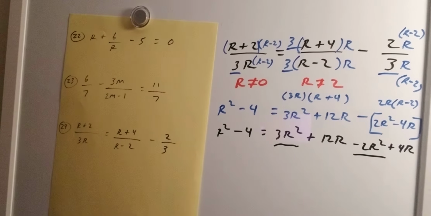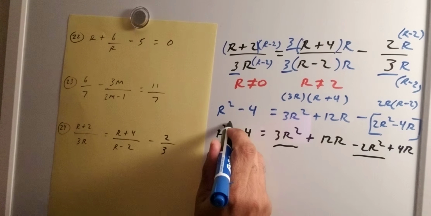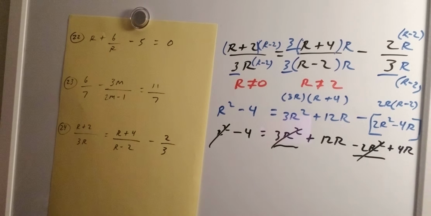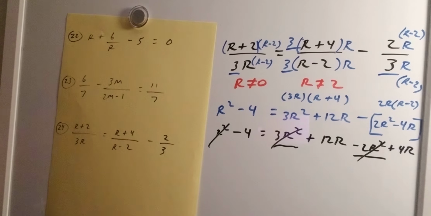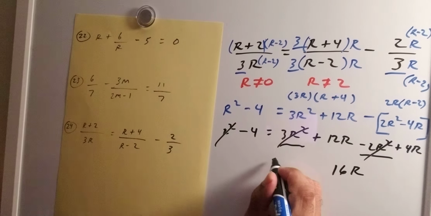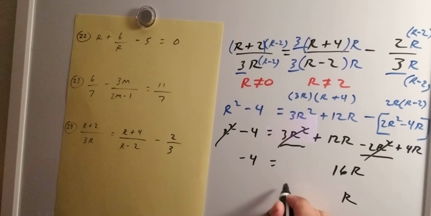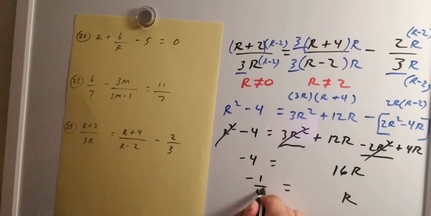3r squared minus 2r squared is r squared. So r squareds will cancel because you have r squared on the left and right. You have 16r on the left equals negative 4. R equals negative 1/4.